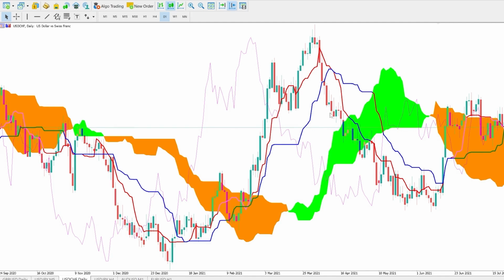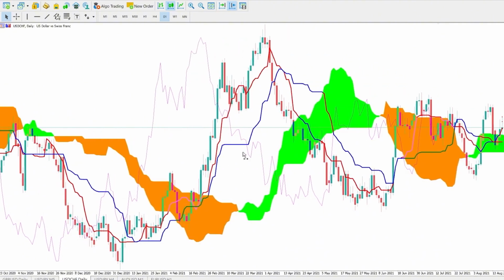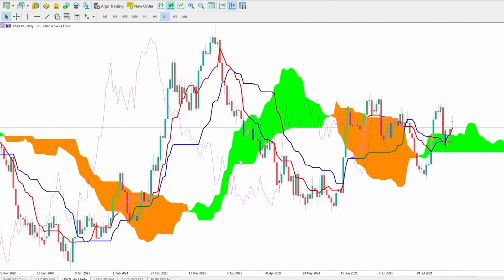Then it reversed again. You see these lines became a resistance again. Here, there's another encounter, and similarly here again. The candles approached and even passed through Tenkan-sen, reaching Kijun-sen, where the shadows touched, and here again the breakout happened, leading to an upward movement. So these two lines actually act as support and resistance. What do we conclude from this?